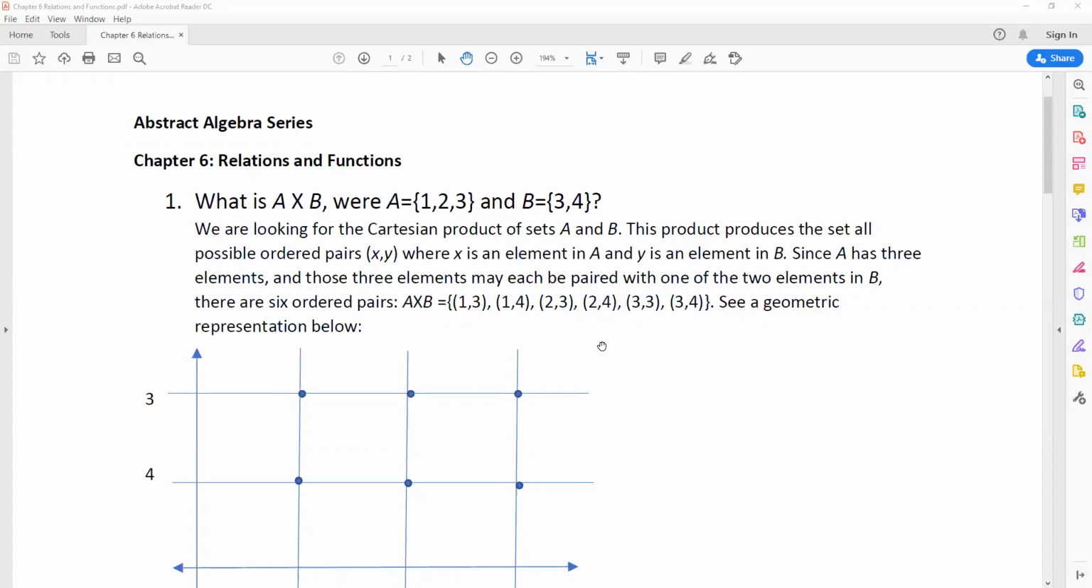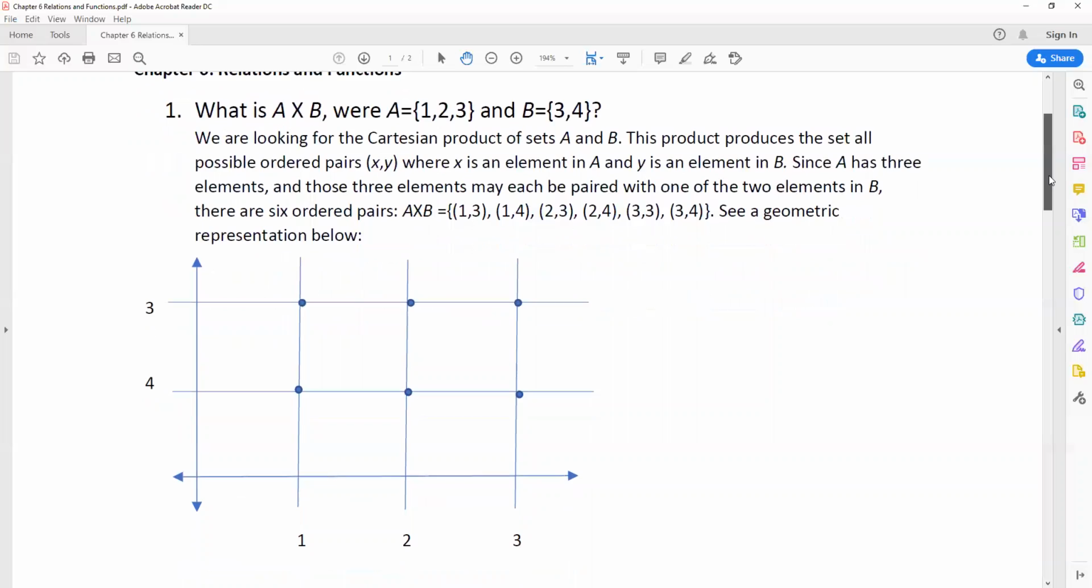And those would be (1, 3), (1, 4), (2, 3), (2, 4), (3, 3), and (3, 4). Notice again, these are ordered pairs where the first number in each pair has to come from set A, the second number in each pair has to come from set B.